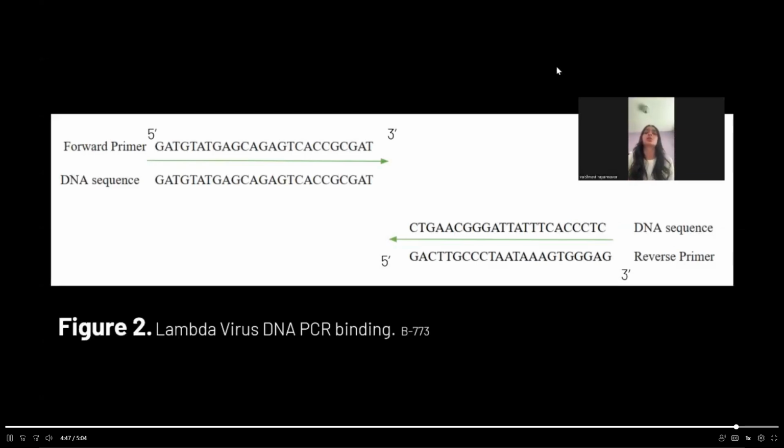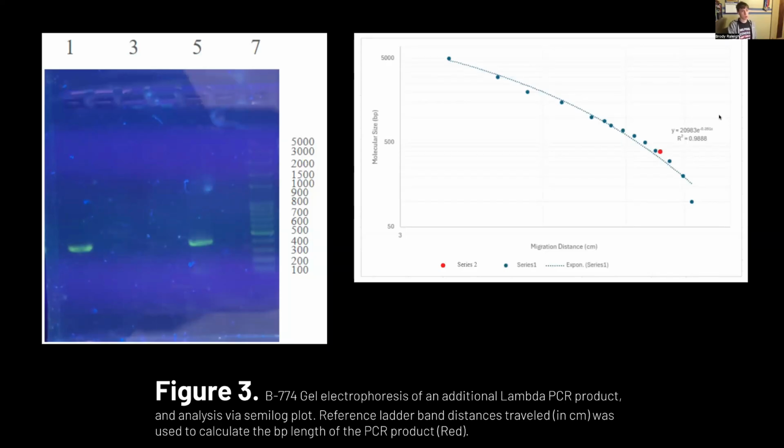And then for findings, if this PCR goes through accurately and we use these primers on the DNA, then we will get amplification in the PCR, and we will see findings in our gel electrophoresis, which we will see in our next figure. I'm B774 and I will be doing figures 3, 6, and 7.